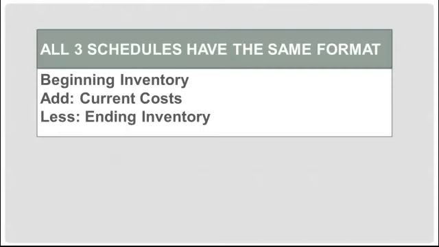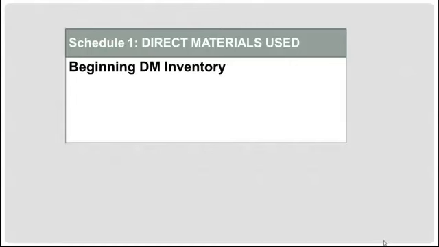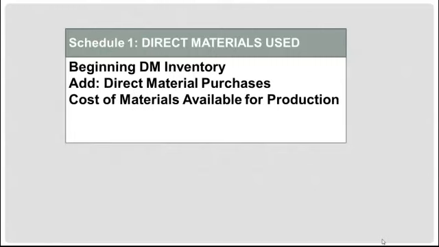All right, let's take a look at the 3 schedules. The first one is direct materials used. Now, if you'll turn to that page, you will see this schedule, beginning direct material inventory, and the current cost related to direct materials is purchases of materials, so we will add that. That will give us cost of materials available for production.